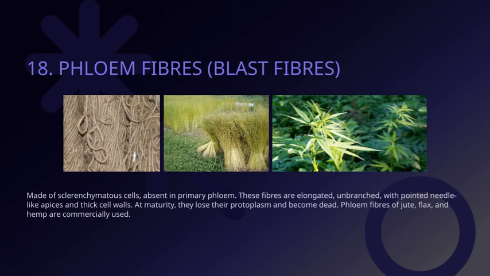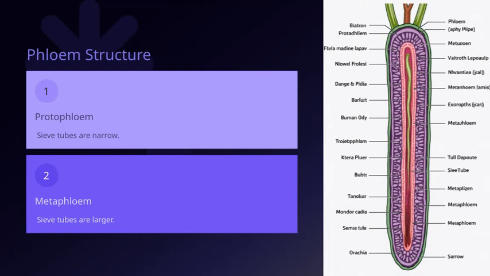rigidity. You'll find these fibers in commercially important plants like jute, flax, and hemp, where they are used widely in industries for making textiles, ropes, and other durable materials. Overall, these fibers are crucial for the structural integrity of the plant and have significant economic value due to their strength and versatility. Let's take a closer look at the structure of the phloem.